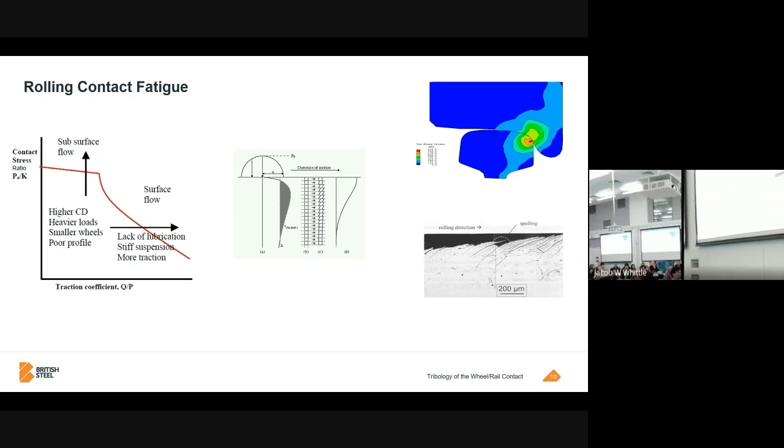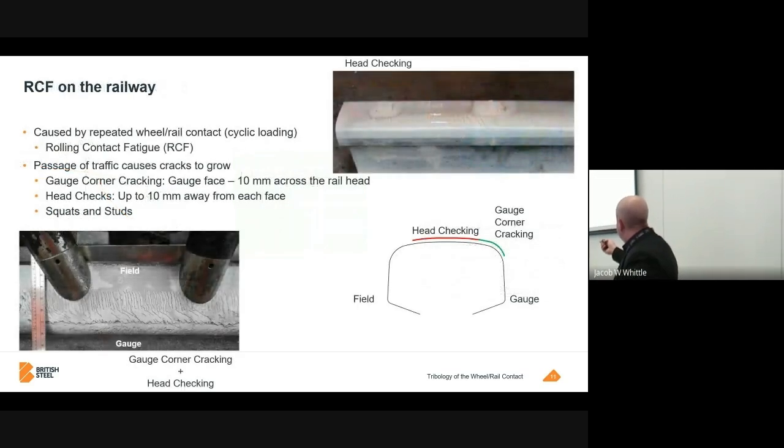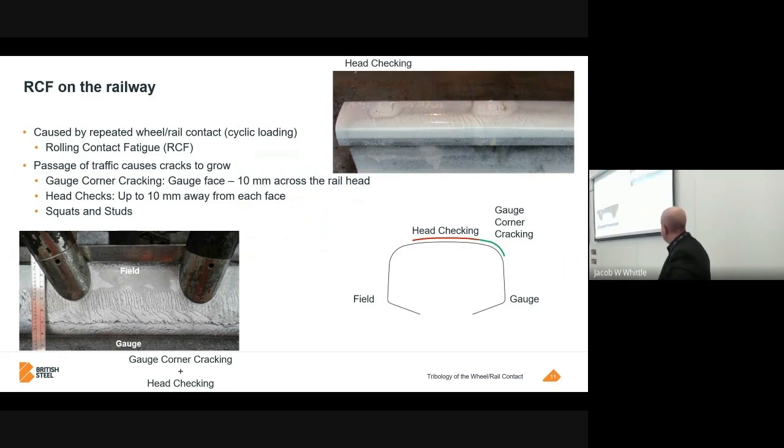So, rolling contact fatigue. This is what it presents itself as when we send people out into the field to inspect rails. This is what they see. It's all well and good chopping samples up and looking at them under microscopes in laboratories, but you can't do that in the field.